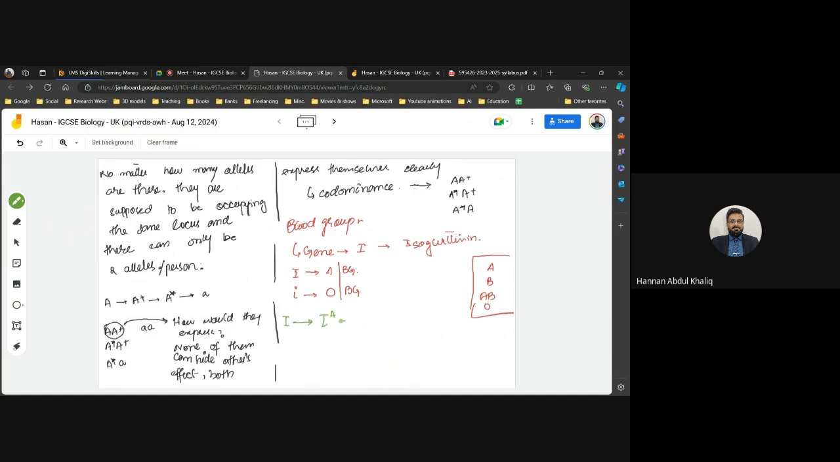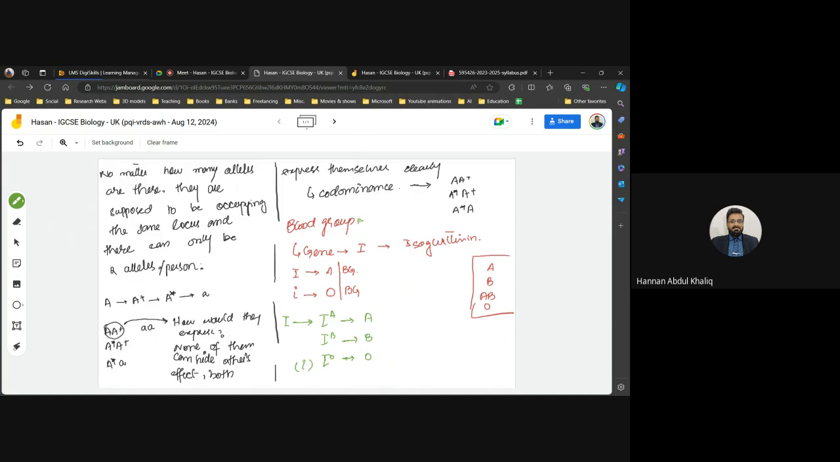is now present in the population in three different forms: IA, which codes for A blood group; IB, which is another dominant allele coding for B blood group; and IO. Basically, you were supposed to write it as a small i, but your syllabus says that you should write it in IO form. IO is recessive, and IO shows the O blood group.